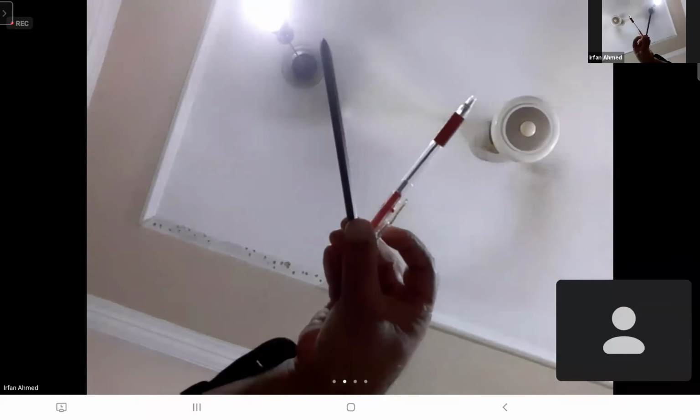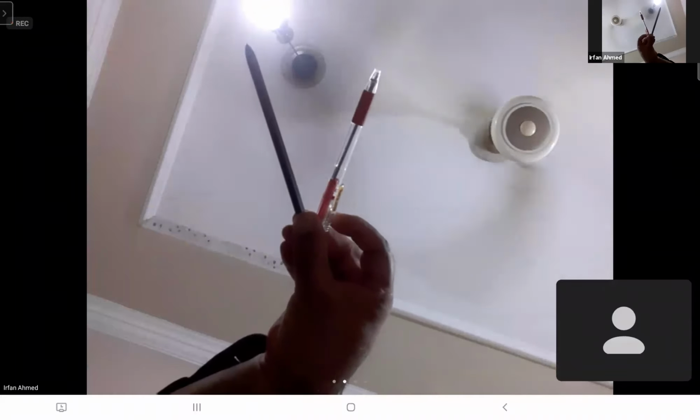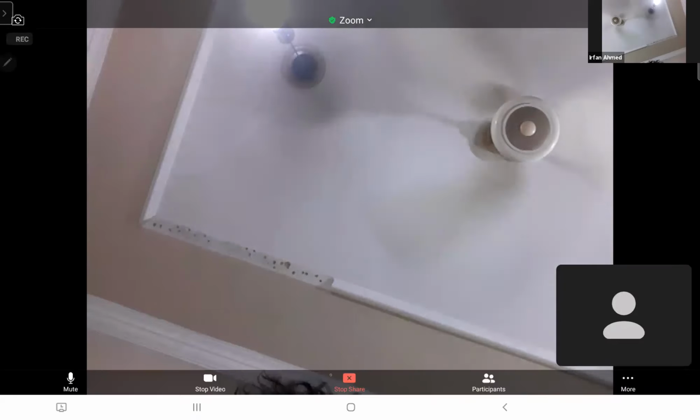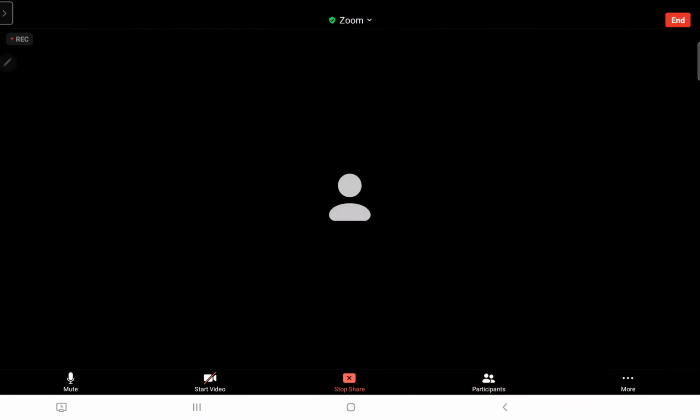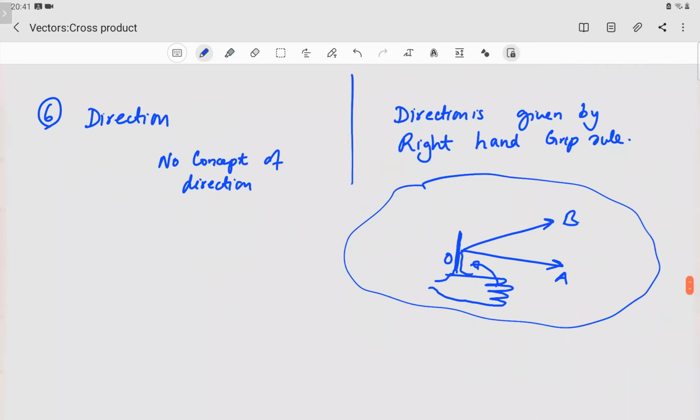See this, consider again. Now the black pen appears first in order and the red pen appears second in order. You place your right hand like this and fold your fingers towards the second vector, and the thumb points towards the product. So this is how you know the direction of cross product. Okay. So the direction of cross product is given with the help of right hand grip rule.